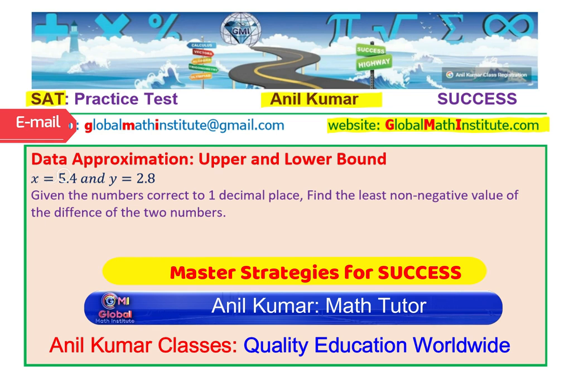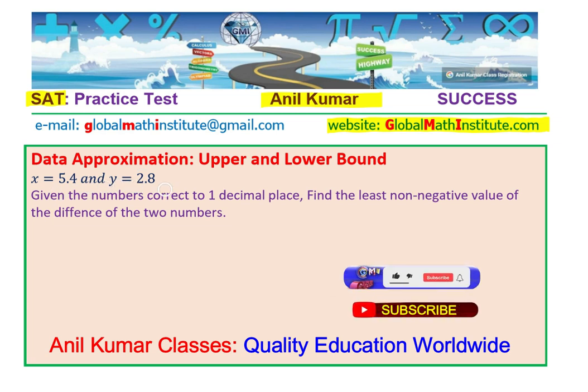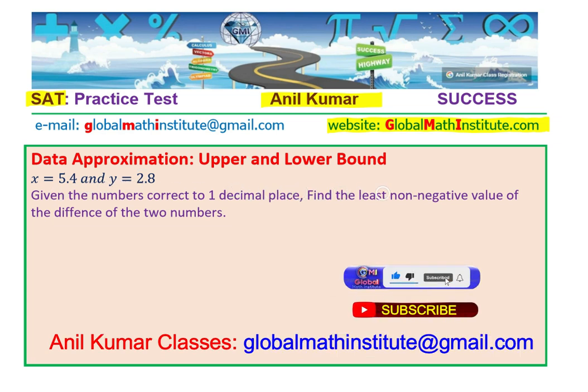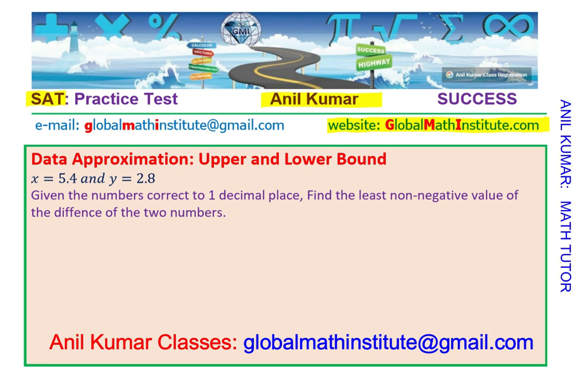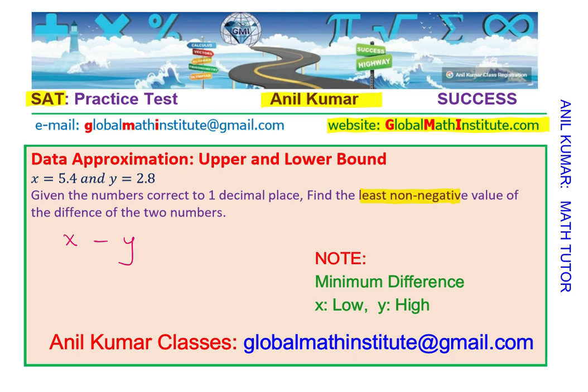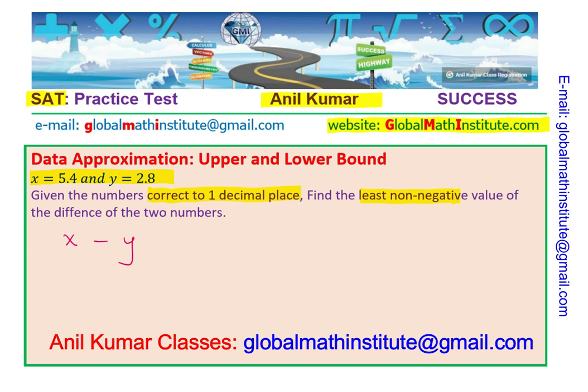We are given that x is equal to 5.4 and y is equal to 2.8. Given the numbers correct to one decimal place, find the least non-negative value of the difference of the two numbers. Non-negative means we have to subtract from the bigger number, right? So basically, we have to find x minus y, and we are looking for the least difference between x and y for the given values of x and y. I hope the question is absolutely clear. And these numbers given to you are only correct to one decimal place, right?